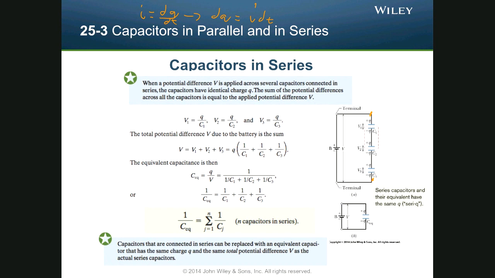So the charge is equal to the integral of I dt. And if the current is the same, then Q is going to be the same. The Q will be the same for each capacitor in series, but the potential difference across each capacitor will be different. So in this case, we have that V1 will equal Q over C1, and we do that individually here.